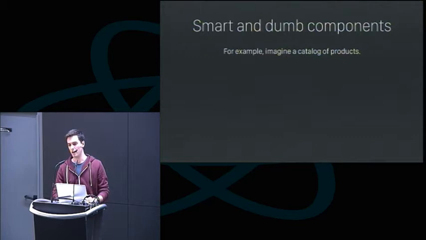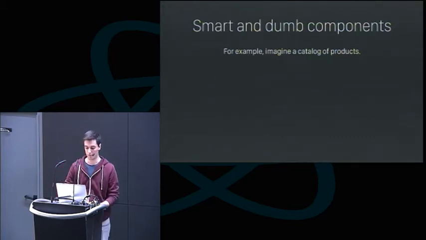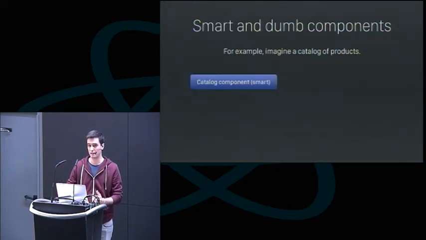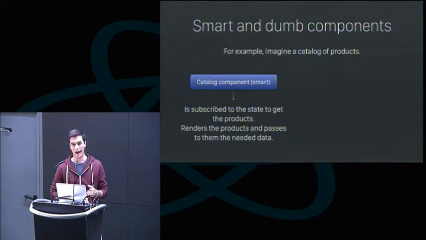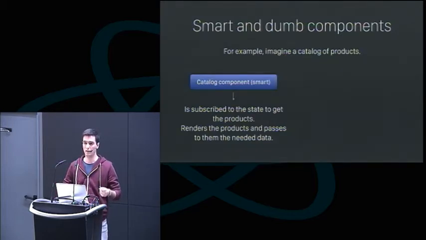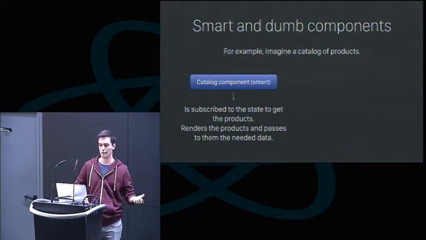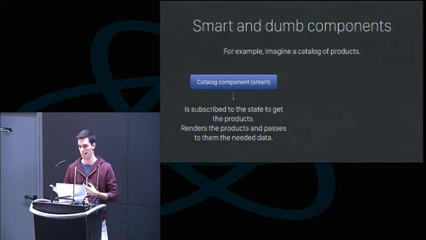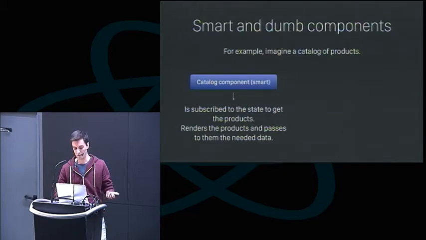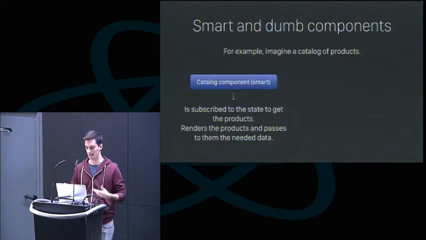For example, we can imagine a catalog of products. We would have the catalog component, which is a smart component. It will be subscribed to the state, and we'll get the products. And also, it could have the logic to buy a product, or to add it to the wish list, and it could pass it to the product component, and then it will be added to the wish list or whatever.